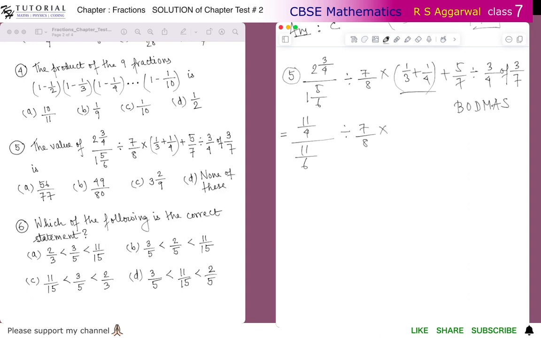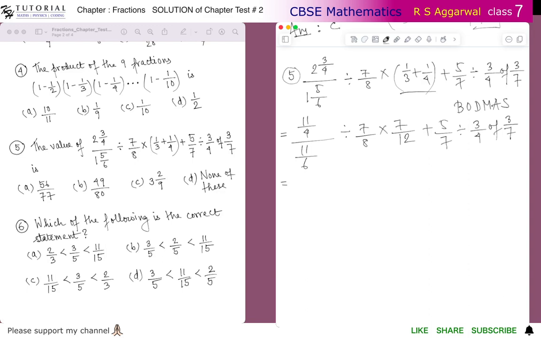Let's calculate the value inside, 1 by 3 plus 1 by 4. I'm doing the calculation directly. I hope you can do it. You know the method. First you have to convert them to like fractions with the common denominator as the LCM of 3 and 4. So this will become 7 by 12. This will become 7 by 12 plus we have 5 by 7 divided by 3 by 4 of 3 by 7.